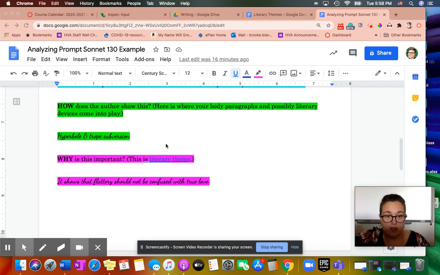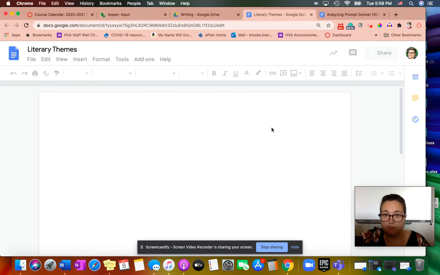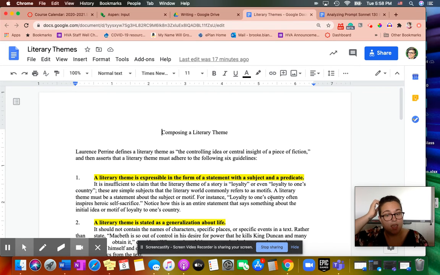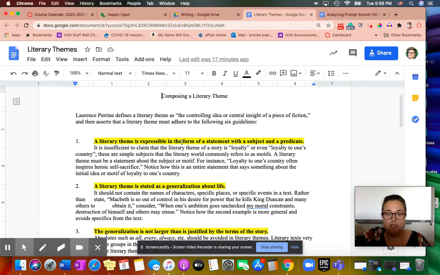So I have a link here to a document about literary themes. You can take some time to look at that, but I'm going to emphasize a few main points here. A literary theme is expressible in the form of a statement with a subject and a predicate. So a literary theme is not, like it says here, loyalty. That's not a theme, that's a topic. Or even loyalty to one's country. It's a topic. You need a complete sentence here.